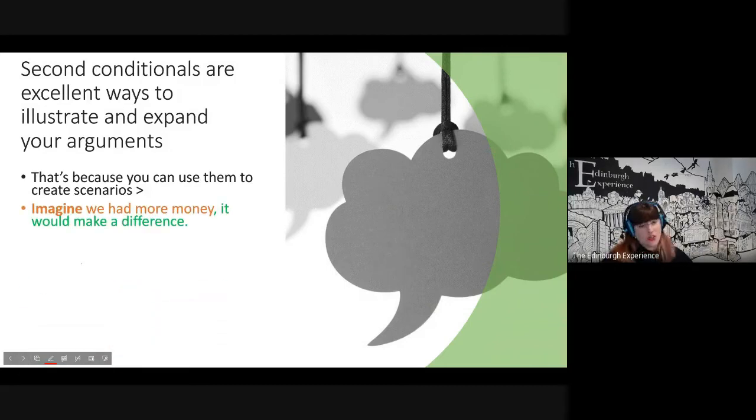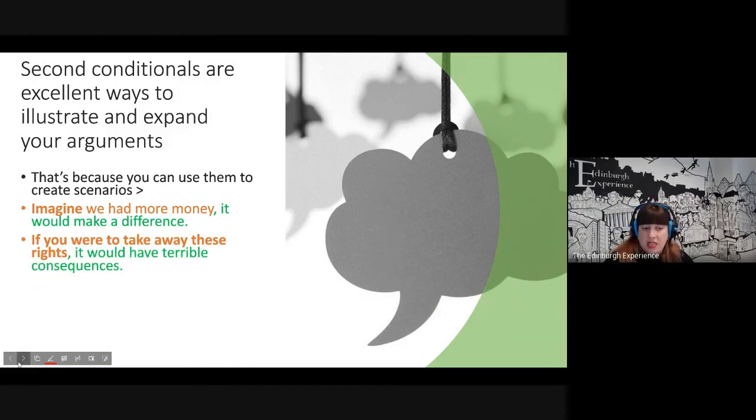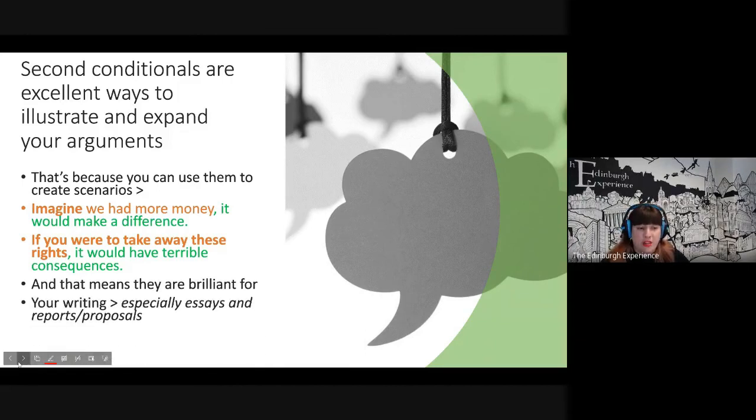Okay. So imagine we had more money, it would make a difference. Or if you were to take away these rights, it would have terrible consequences. Okay, they're brilliant ways to illustrate the points that you want to make. And that means that they are really fantastic if you're doing exams for your writing, in particular essays, reports, or proposals. And if you're doing an exam, they're brilliant for part 3, if you're doing IELTS or proficiency, or part 4, if you're doing first certificate or advanced of your speaking exam as well.